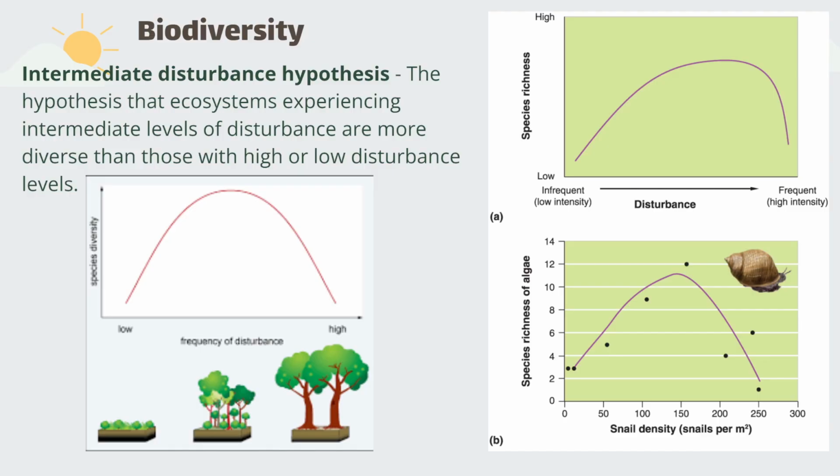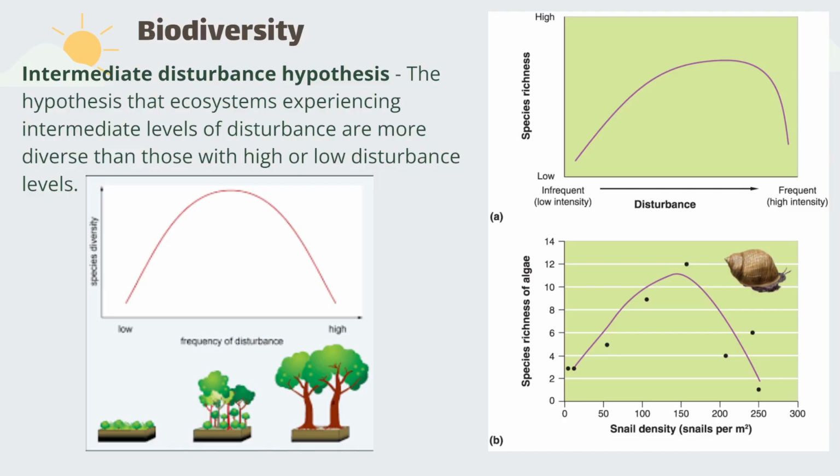Infrequent or low intensity disturbance on the left side means a few dominant species can outcompete others, keeping the diversity low. Frequent or high intensity disturbance on the right means conditions are too harsh for many species to survive or recover, also keeping diversity low. Intermediate disturbance allows both early colonizing species and competitively dominant species to exist, creating the highest species richness.